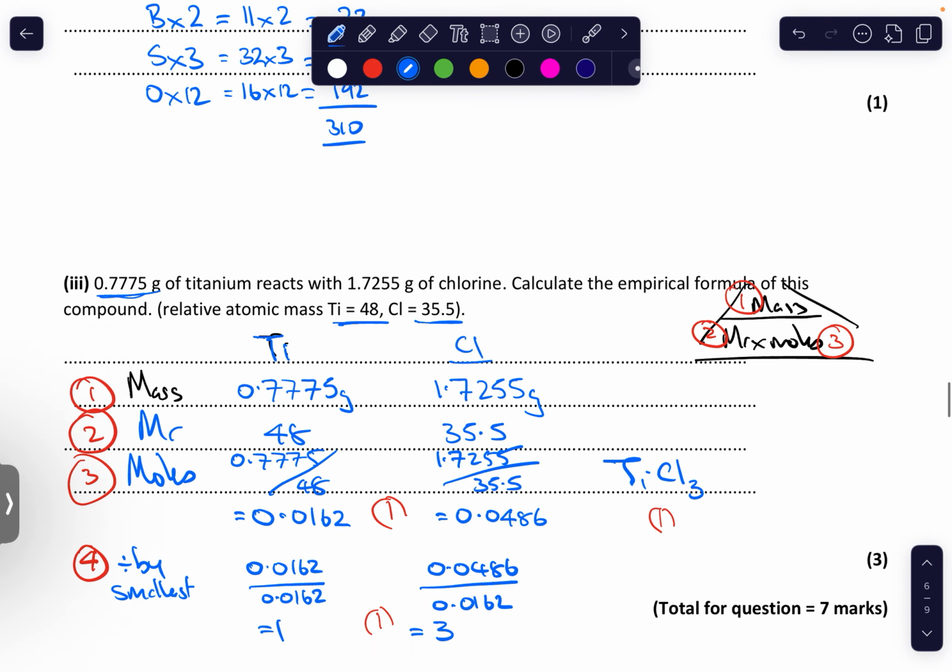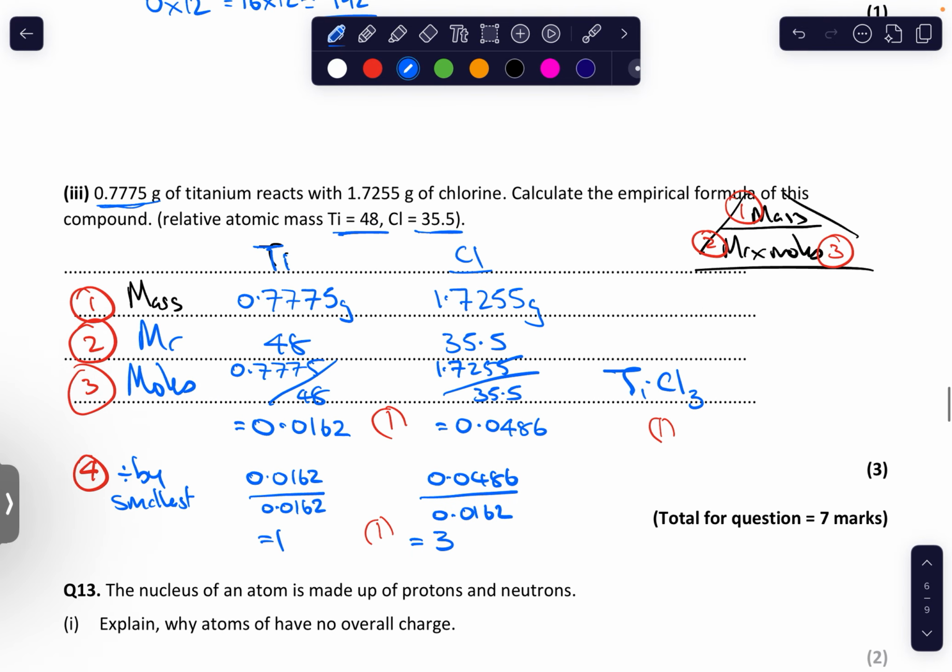This one I had already done, so I'm going to just go through the working out with you. So we always use this triangle to calculate the empirical formula. We go through it, as you can see here, we've got to do step 1, step 2, step 3, and then there's a 4th step, which I will show you in a second. So from the question, we are told the mass of titanium and the mass of chlorine. So I've written those numbers down. So we've got those 2 numbers done.